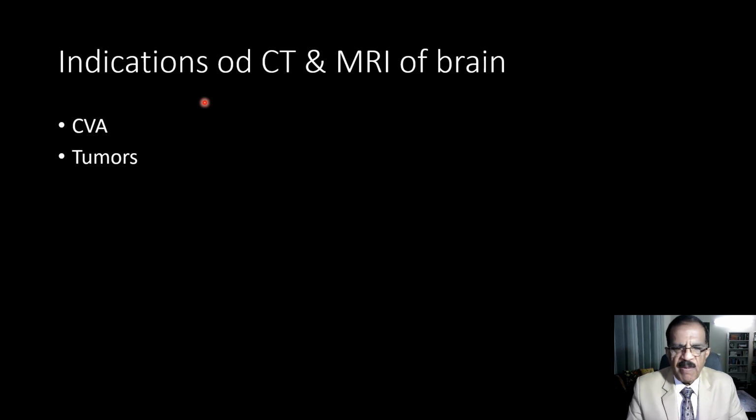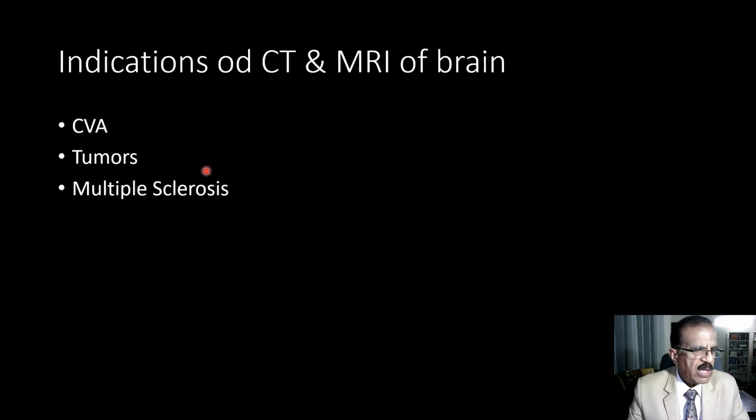Various tumors, meningiomas, astrocytomas, metastases, even pituitary tumor, can be diagnosed on CT scan, particularly on MRI. Similarly, brain abscesses, granulomas, and tuberculomas can also be diagnosed in these conditions.